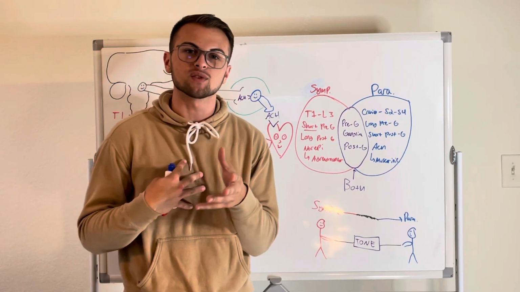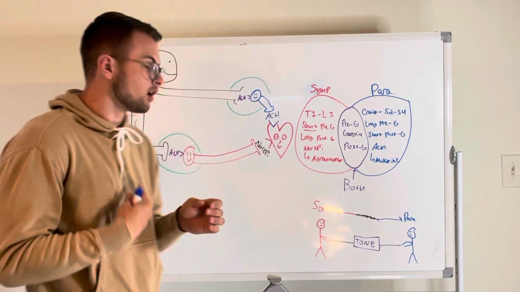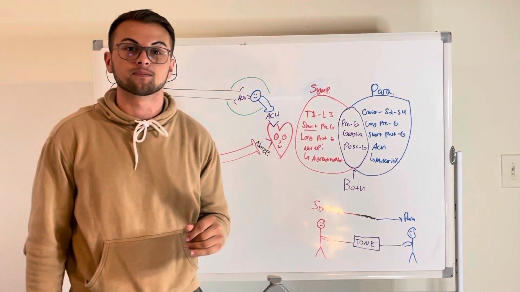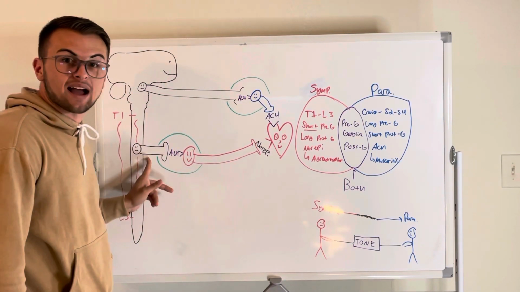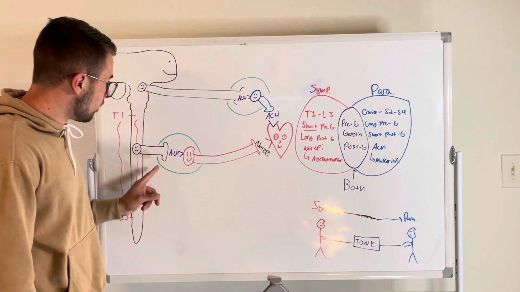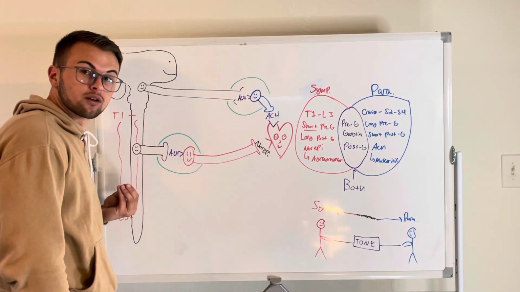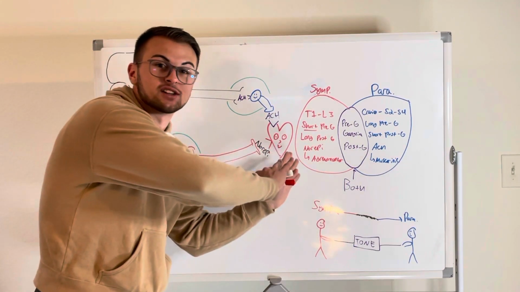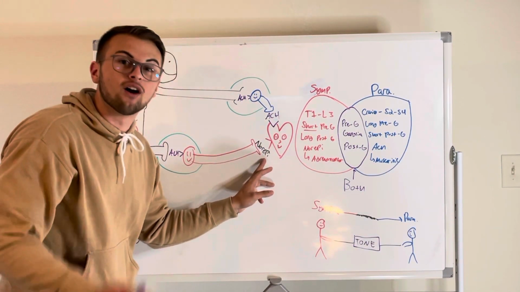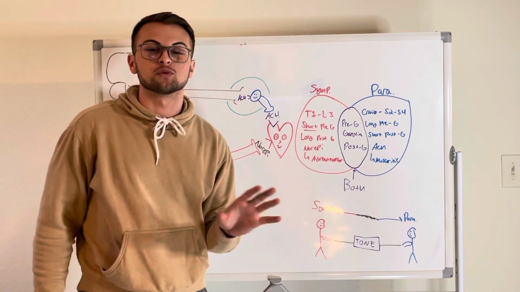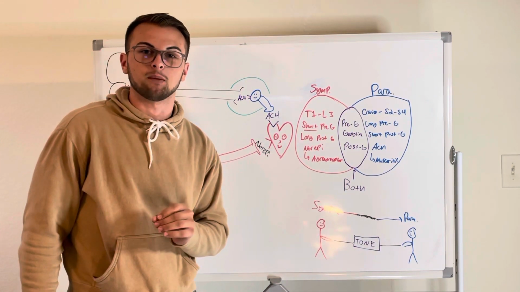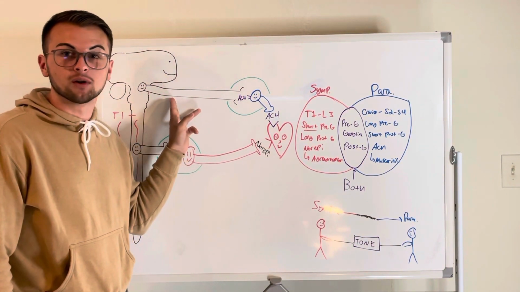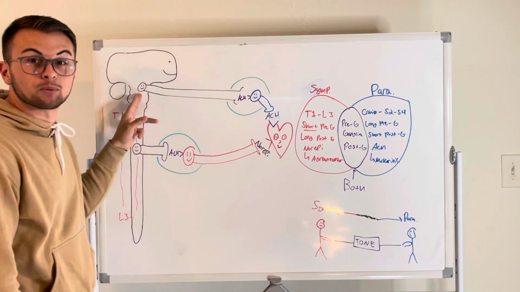But what are some of the differences? Well, the sympathetic pre-G neurons are located between T1 and L3. We know that they have short axons, they have ganglia which are located near the spinal cord, and their post-G neurons have long axons that release norepinephrine onto adrenergic receptors, which we know are alpha 1, alpha 2, beta 1, and beta 2.